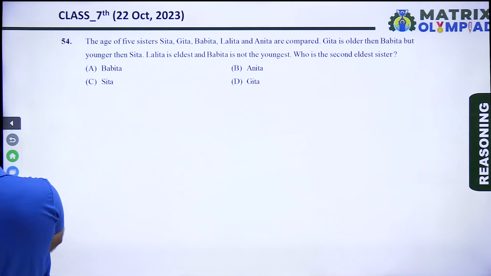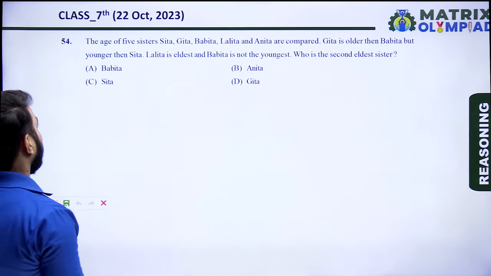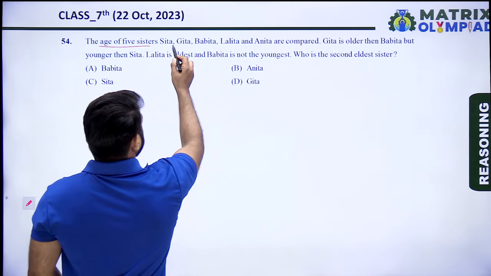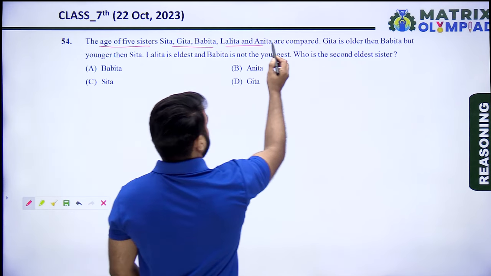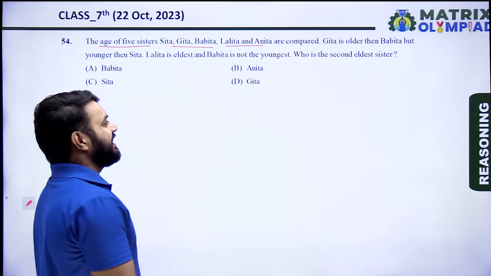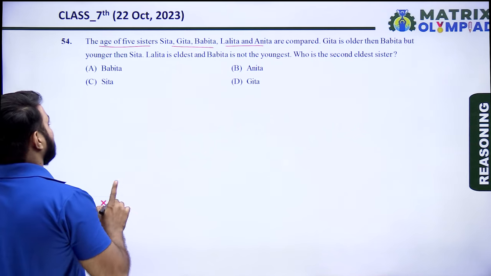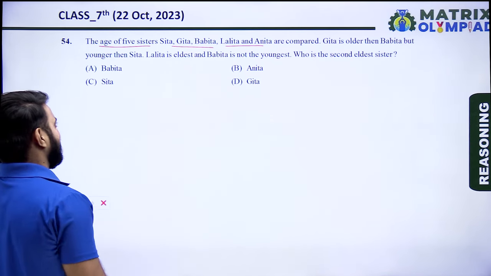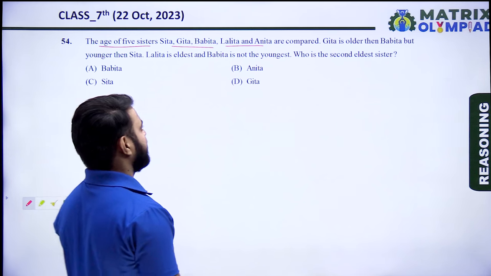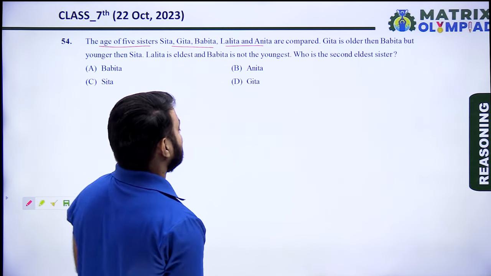Next is question number 54. The ages of five sisters, Sita, Geeta, Babita, Lalita and Anita, are compared. Geeta is older than Babita but younger than Sita. Lalita is eldest and Babita is not the youngest. Who is the second eldest sister?